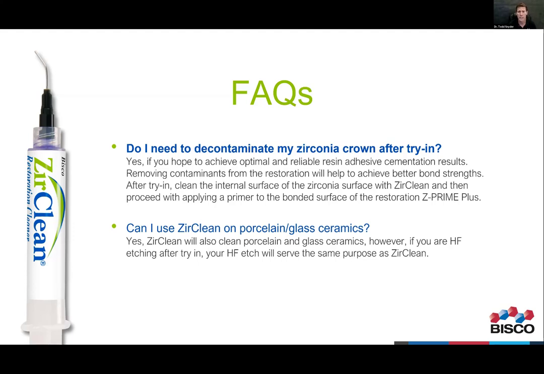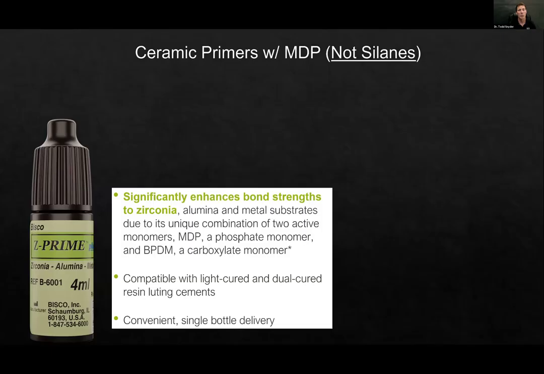All right, so if we've cleaned the ceramic, now instead of putting a silane on, because we talked about silanes earlier, remember we said it was pre-hydrolyzed or a dual bottle system. Silanes are different. We use those on ceramics, so leucites, lithium disilicates, feldspathic porcelains. Now, in the case of zirconia, we're using something different. We're using a ceramic primer, which is different than a silane. I want to point that out.